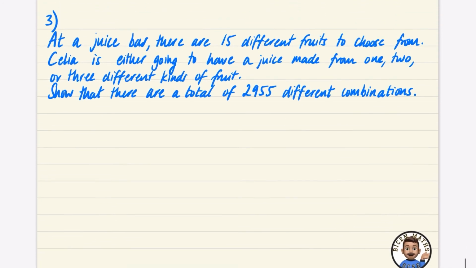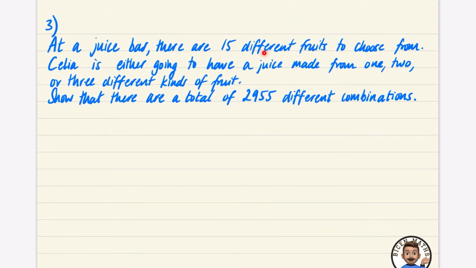Okay, our last one that we've got here, it says, at a juice bar, there are 15 different fruits to choose from. Celia is either going to have a juice made from 1, 2, or 3 different kinds of fruit. Show that there are a total of 2,955 different combinations. So if she was just going to pick one kind of fruit, there are going to be 15 different ways that she's going to do that.